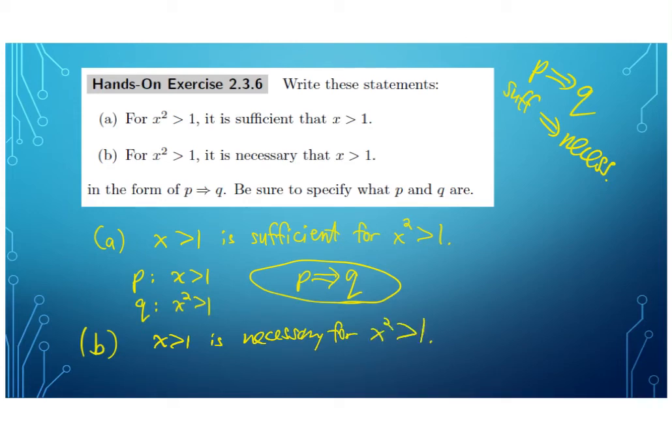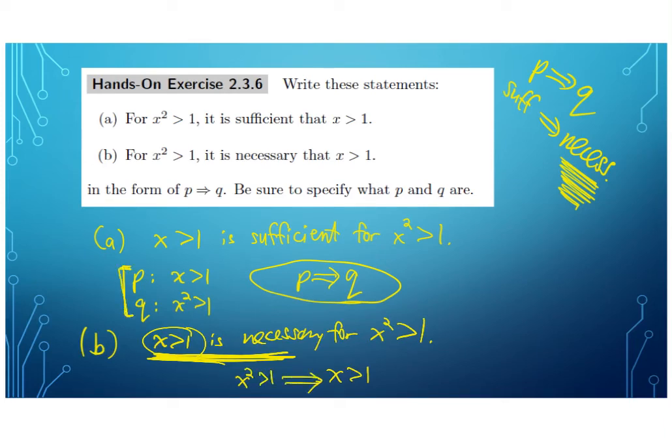We're not thinking about what's true or what's not true. We're just thinking about the word necessary and how it applies to this situation. Remember, Q, the conclusion, is the necessary one. That tells us that the Q is actually the x is greater than 1 part. Using this same definition of what P and Q are, we have if Q, then P as our final answer for part B, translating it into symbols.